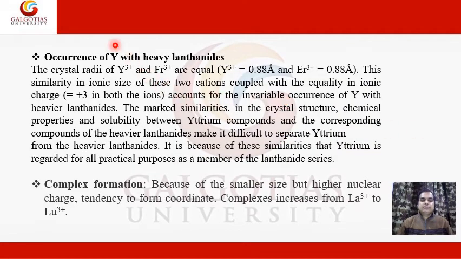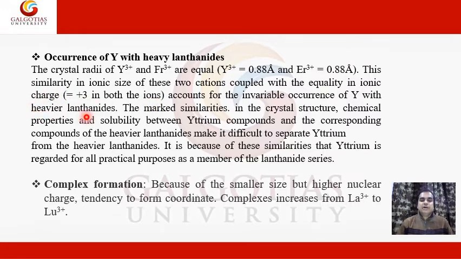Now, another consequence is the occurrence of yttrium with heavy lanthanides. We can see that the crystalline radii of yttrium 3 plus and europium 3 plus are basically equal in nature. As we can see, yttrium 3 plus is 0.88 angstrom, while europium 3 plus is also 0.88 angstrom. This similarity in the ionic size of these two cations, coupled with equality in ionic charge, plus 3 oxidation state in both ions, accounts for the invariable occurrence of yttrium with the heavier lanthanides.